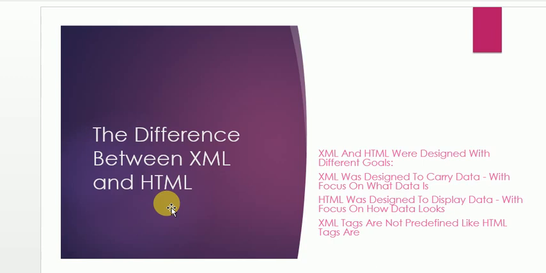But HTML's work is to look at how to display the data and what it looks like. Is it an image? Is it a number? Is it text? Is it a character? Is it a PDF? What is it all about? XML tags are not predefined like HTML. HTML tags are predefined. They are known.